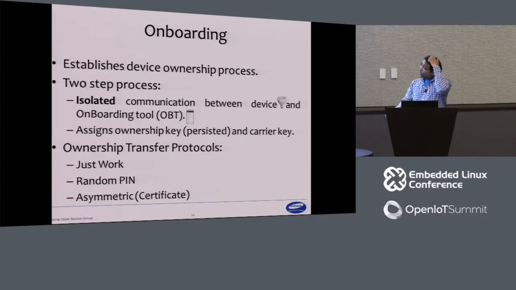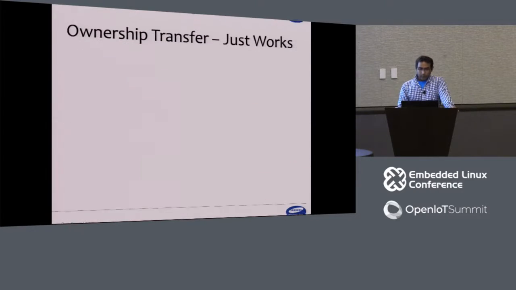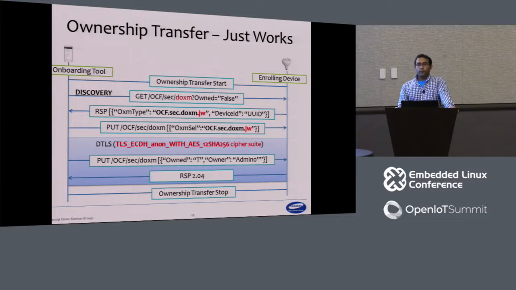So the onboarding mechanism can be done in three ways. You can do it in a manufacturer-defined way also, but the OCF standard on which IoTivity is based defines three: just work, random pin, and asymmetric. The just work mechanism works like this: suppose you bring a light bulb. The light bulb doesn't have any display. So when you want to establish a secure communication with it, onboarding, as I said, is a one-time process which is initiated by the user.